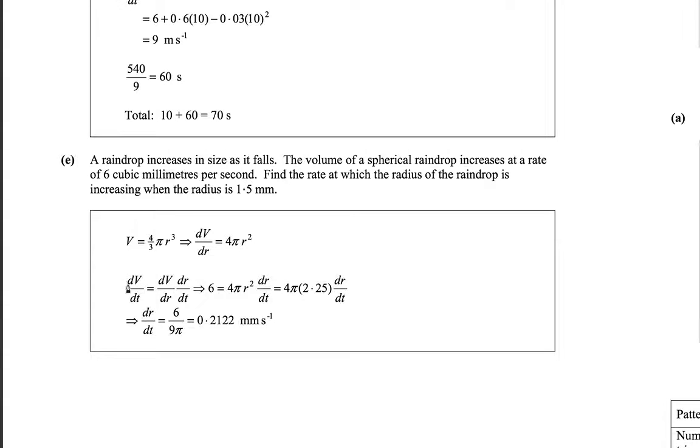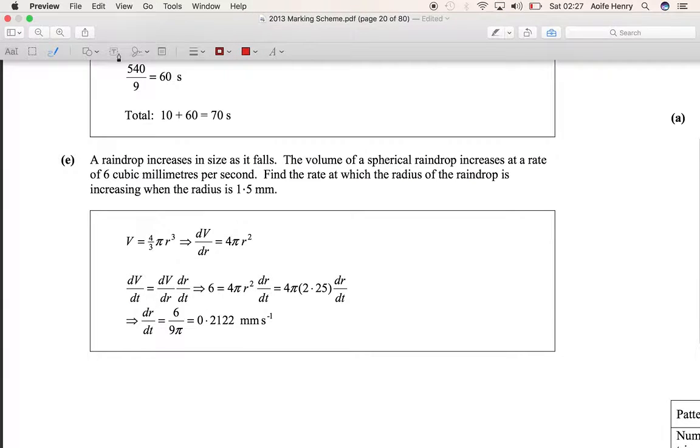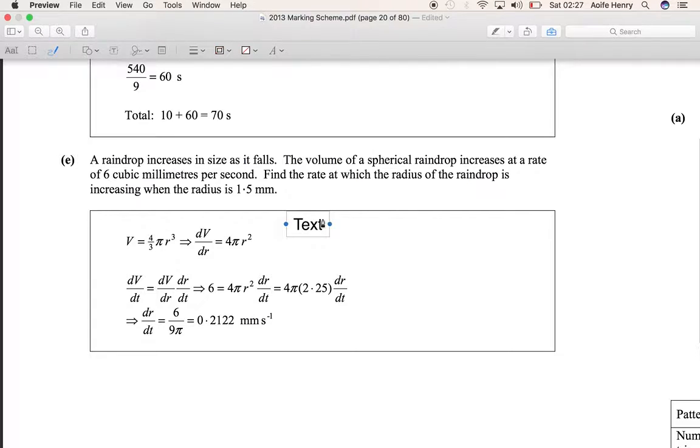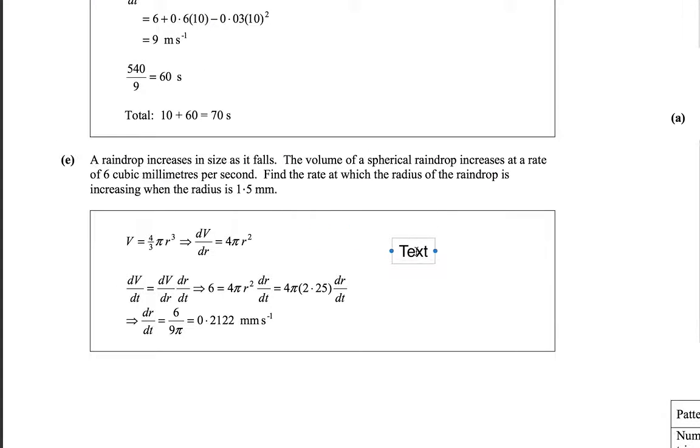Okay, so this is what we want. We wanted dr/dt. They did it slightly backwards here. We want dr over dt. What we're given is dv/dt. The volume increases at a rate of something per second, dv/dt.